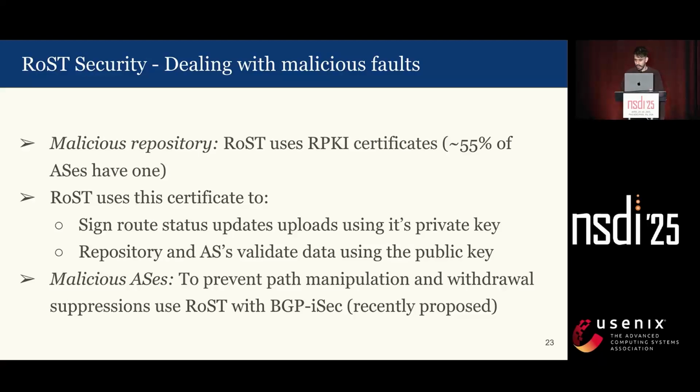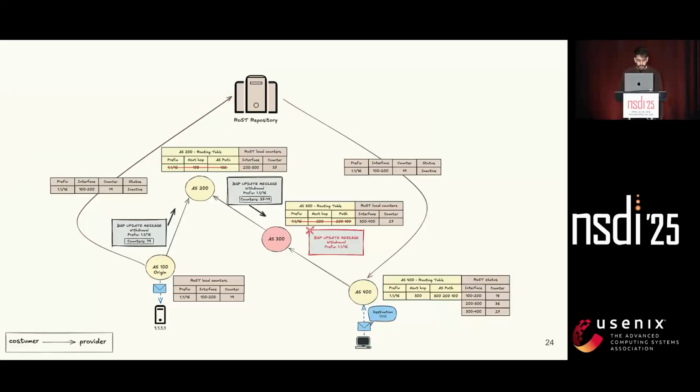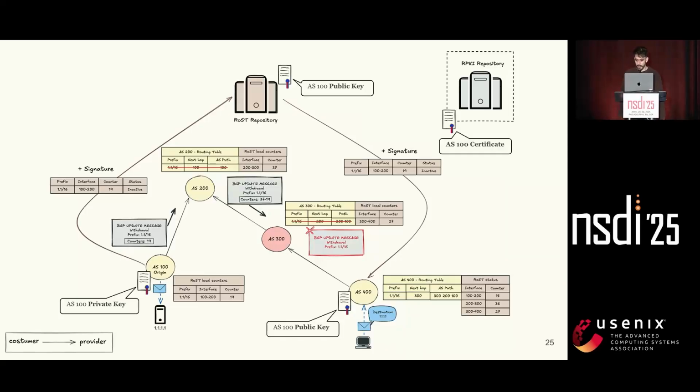Regarding malicious ASes, to prevent path manipulation and withdrawal suppression, RoST can be deployed together with BGPsec, a recently proposed mechanism, which is explained in more detail in the paper. So again, the same example, explicit withdrawal suppression: we can use RPKI to distribute the certificate to AS100, AS400, and the repository, and sign the information with the private key, adding the signature. The repository will validate it and propagate the signature of AS100, and AS400 can also validate this information using the public key.